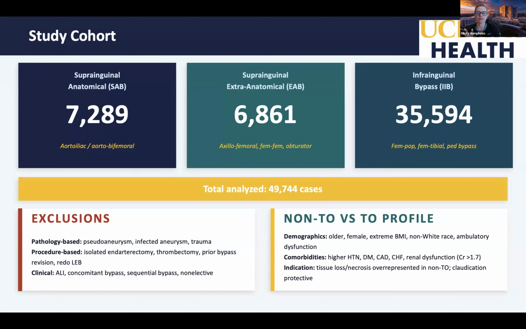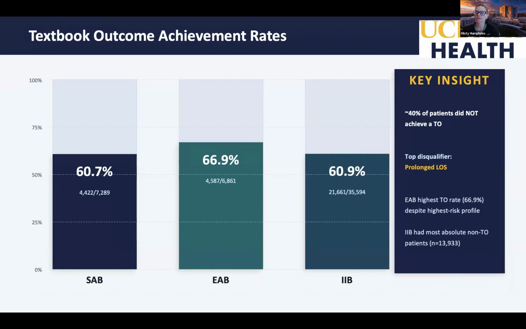And then when you look at the non-textbook outcome to textbook outcome profile, which you can see in table 1 for those of you that do have the paper, the non-textbook outcome group was really older females with an extreme BMI, non-white race, ambulatory dysfunction, a lot of the things that we know make patients at a lot more risk. And so they analyzed all 50,000 of these patients, and this is what the textbook outcome rate was.